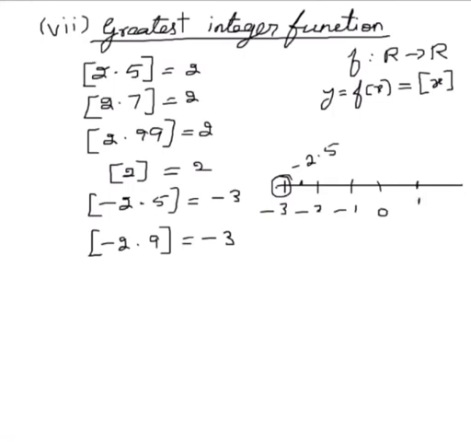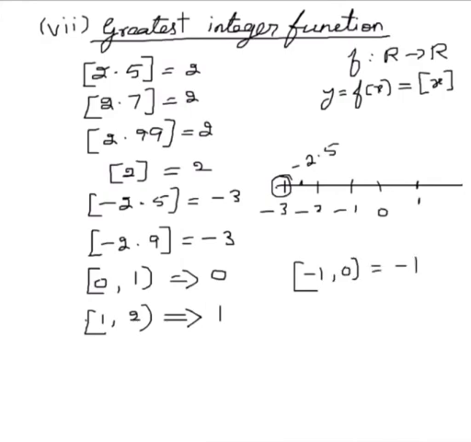Now, if you consider all real values between 0 and 1, including 0, excluding 1, the answer will be 0. And for all real values between 1 and 2, including 1, the answer will become 1. Because for 1.1 it is 1, 1.2 the answer is 1, 1.9 also the answer is 1. But for 2 the answer is 2, etc. Similarly, on the negative part, for minus 1 to 0, including minus 1, the answer becomes minus 1. And for minus 2 to minus 1, excluding minus 1, the answer becomes minus 2.